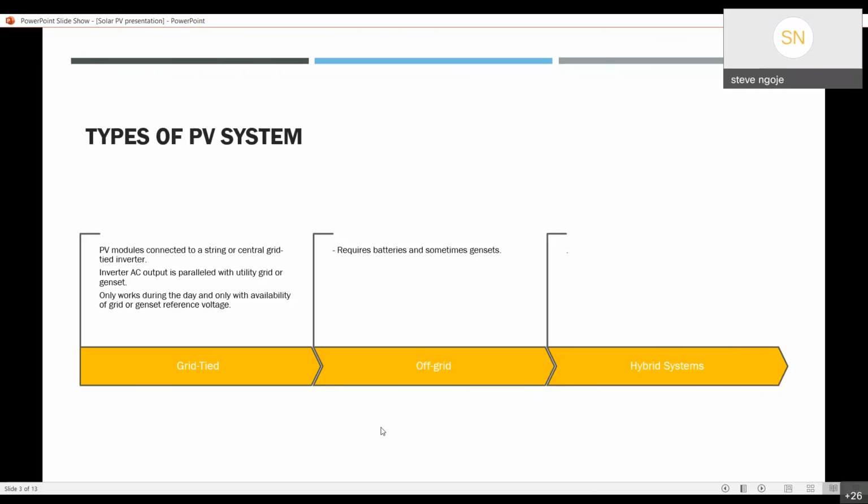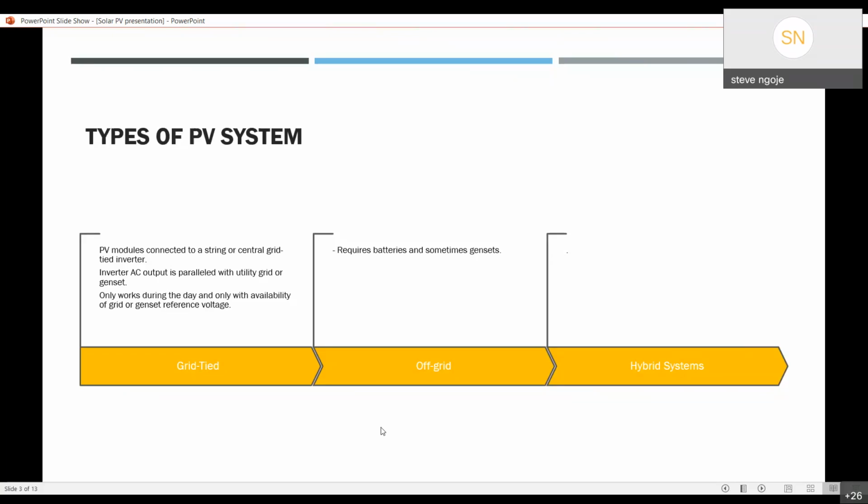The next one is off-grid solar PV. This is what most of us are accustomed to, but pretty much this is where we're going to have batteries. We're going to have the battery inverters, and generally the whole system is not connected to a grid. In Kenya, you don't have Kenya Power, but they could still use generators to sometimes charge their batteries. So that's that.